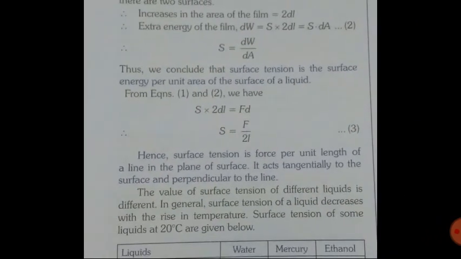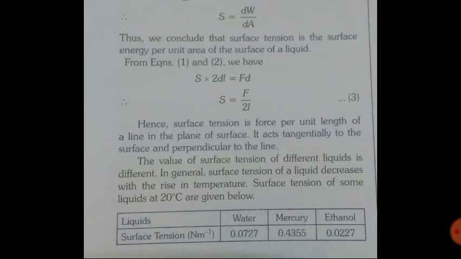The value of surface tension of different liquids is different. In general, surface tension of a liquid decreases with the rise in temperature. As the temperature increases, the molecules gain kinetic energy, and because of that they start moving randomly in all directions. So obviously the surface tension will decrease. Surface tension of some liquids at 20 degrees is given below.